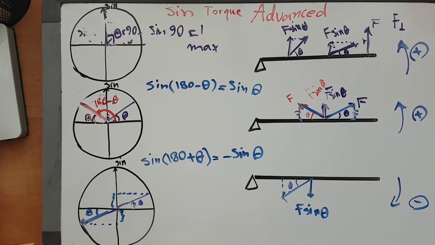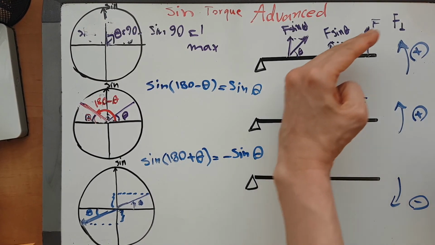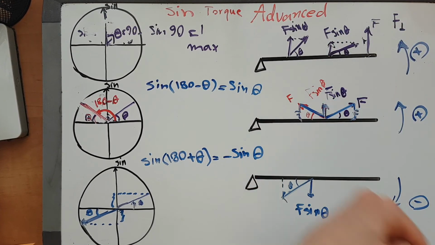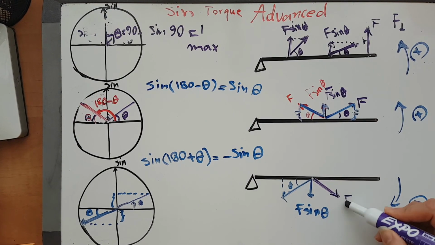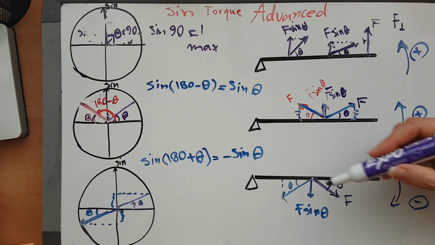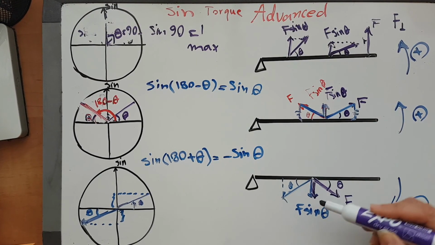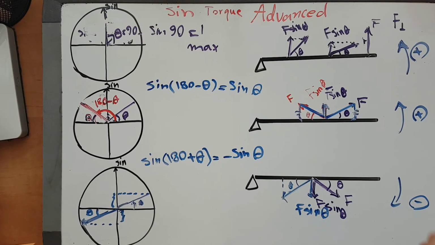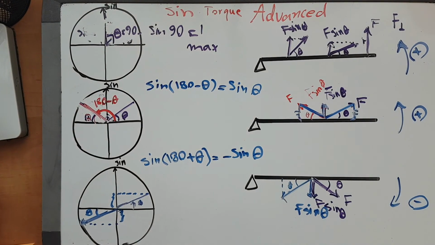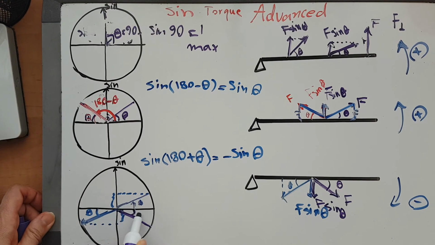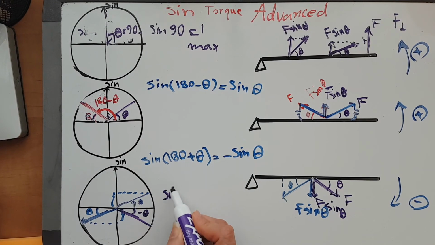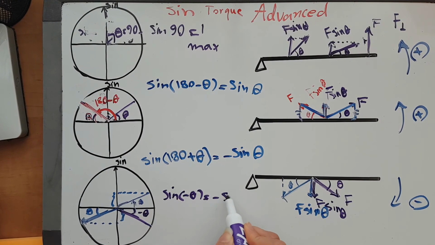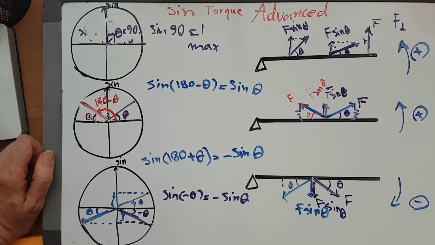And it would be the same if the force which was previously applied this way is now applied this way. Imagine this force with the same theta but negative theta. Of course the F sine theta would be here and it would cause a negative torque. This is negative theta, and sine of negative theta is negative sine theta, as I know in my unit circle. I have explained it before.